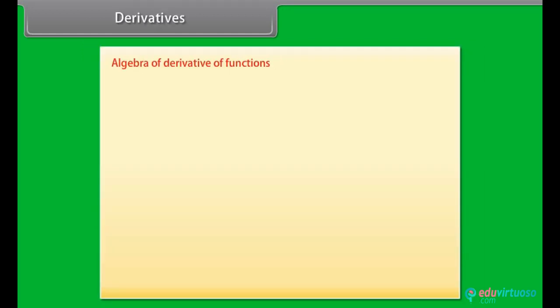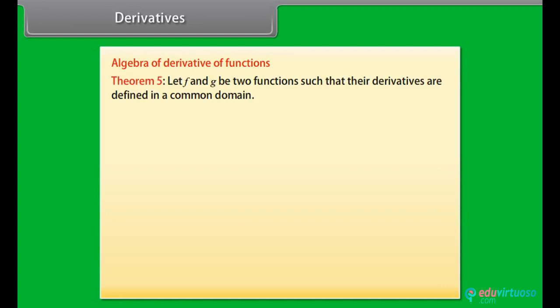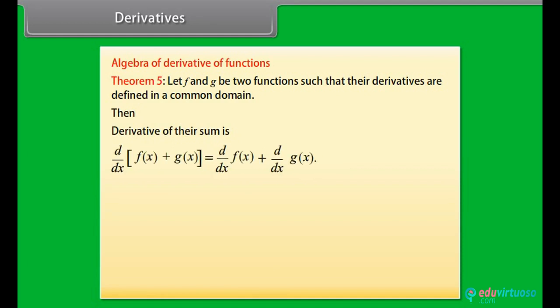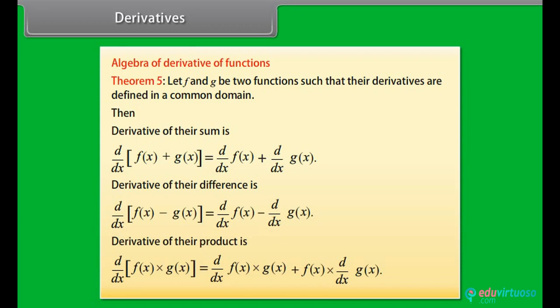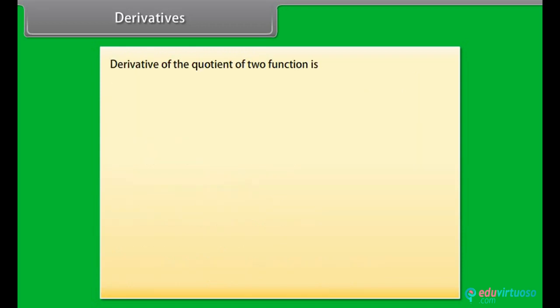Derivatives. Algebra of derivative of functions. Theorem 5. Let f and g be two functions such that their derivatives are defined in a common domain. Then the derivative of their sum is, the derivative of their differences, the derivative of their product is, the derivative of the quotient of two functions is.